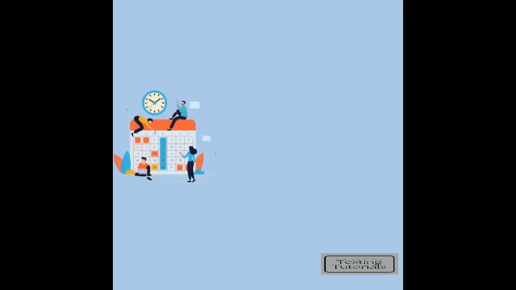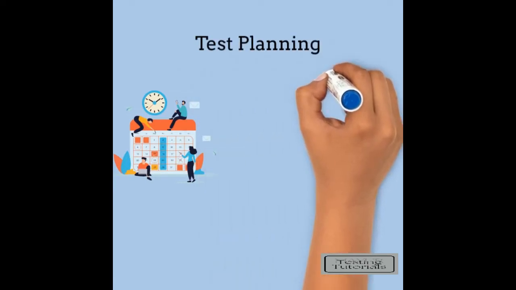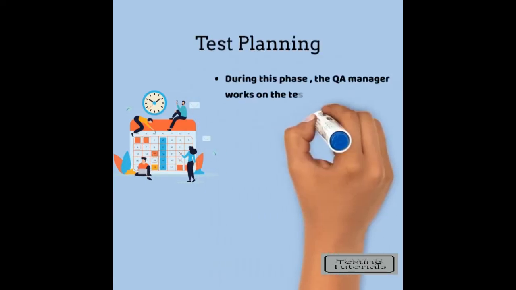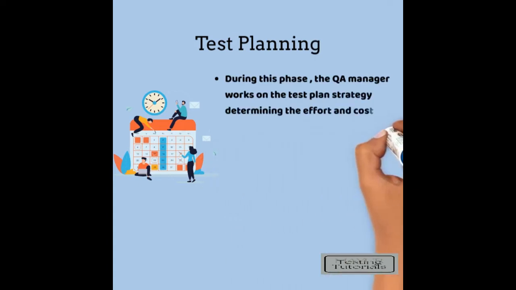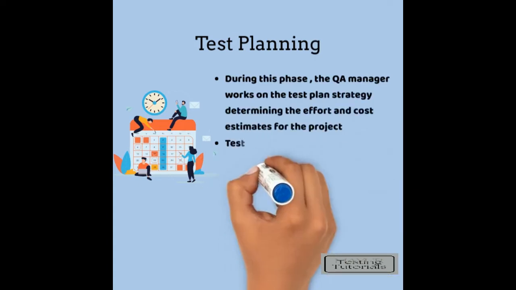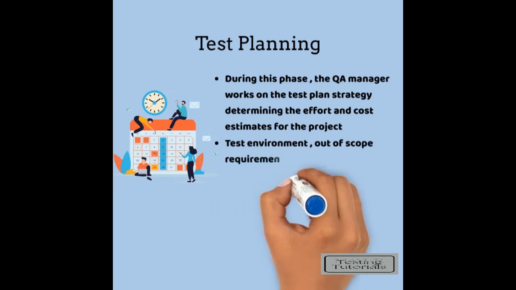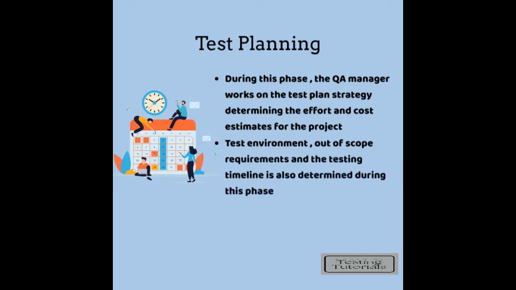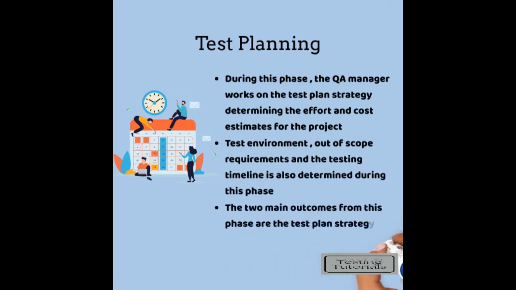The next phase is the test planning phase. During this phase the QA manager works on the test plan strategy, determining the effort and cost estimates for the project. Test environment, out-of-scope requirements and the testing timeline are also determined during this phase. The two main outcomes from this phase are the test plan strategy and the test estimation document.